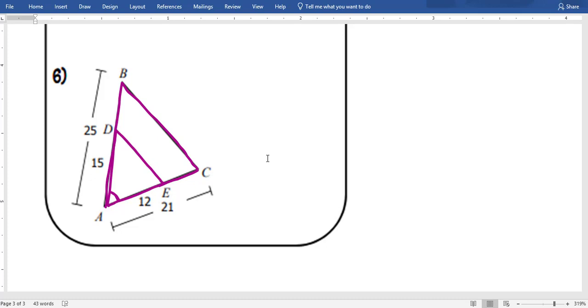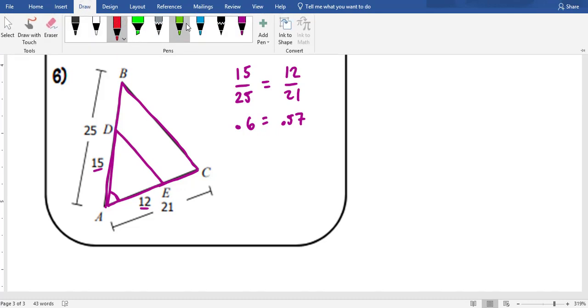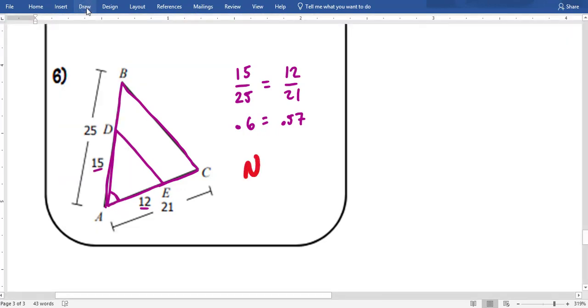What we would need to decide is, are the sides proportional? So we can say 15, smaller triangle, over 25. Is that equal to 12 over 21? And when we do this math here, 15 divided by 25, we end up with 0.6. And when we do 12 divided by 21, we end up with 0.57. So are these triangles similar? No! These triangles are not similar. They do not have side angle side similarity. In fact, the sides are not proportional. And so we say no, they're not similar.